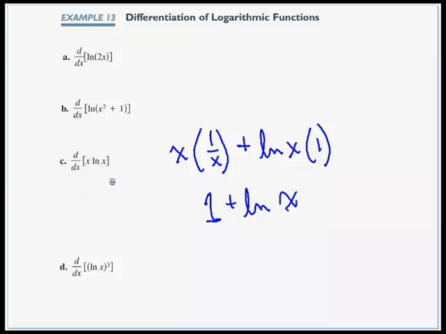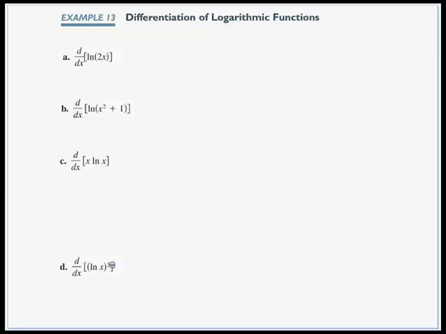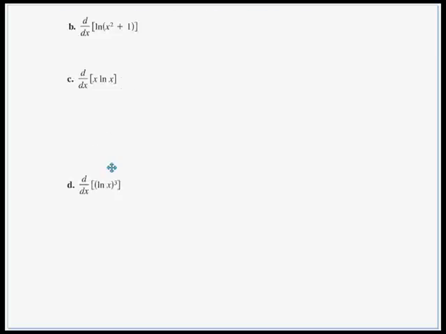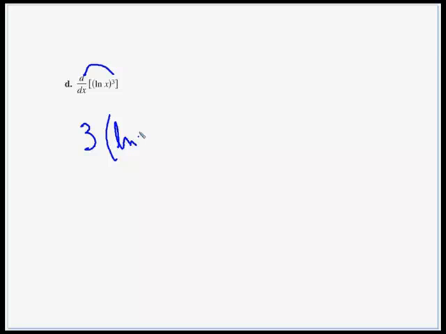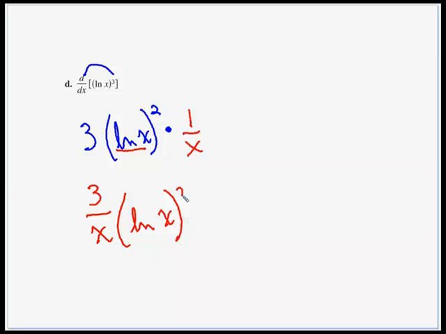And the last one here, we're going to now make that ln a quantity raised to a power, so a little chain rule will be happening here. The ln of x quantity to the 3rd power. Well, by the power rule, bring that 3 down. 3 times the ln of x quantity, now to 1 power lower, 2, times the derivative of the inner function. The inner function is ln of x. That derivative is 1 over x. And I guess if you wanted to combine the 3 and the 1 over x, you could have 3 over x times the ln of x quantity squared.